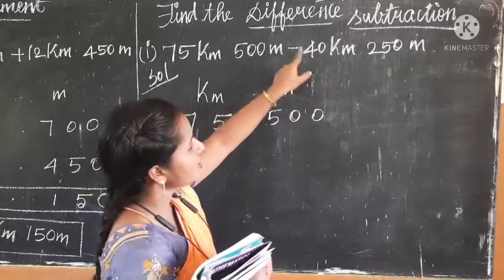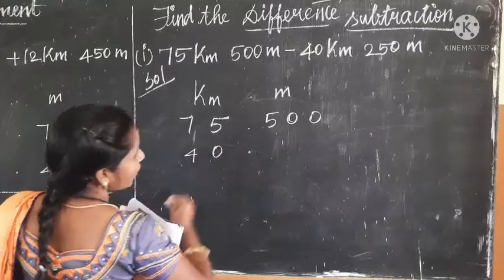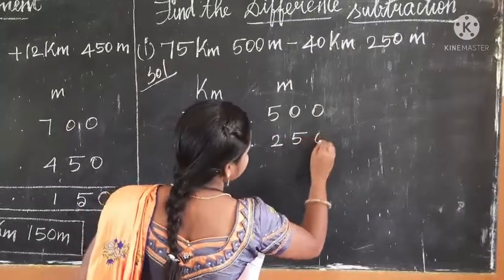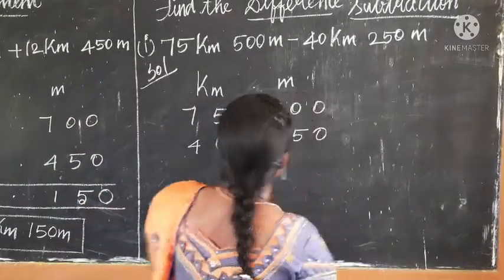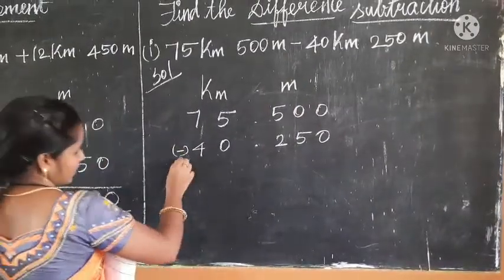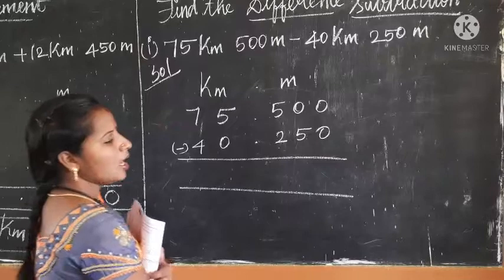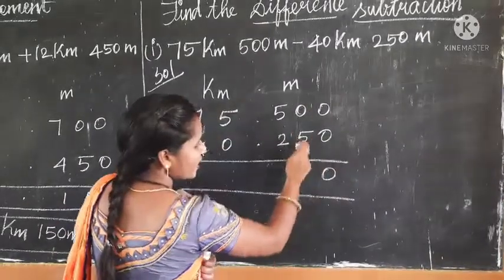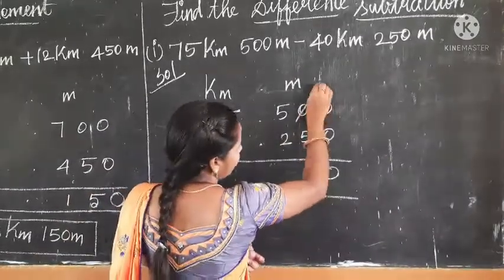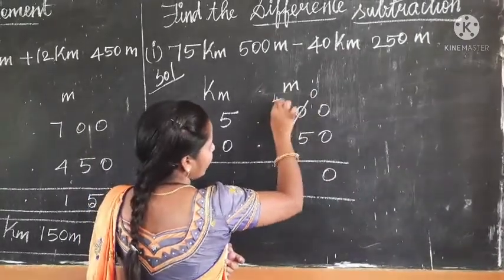Subtraction symbol we are having. Next, 40 kilometer. In kilometer, we have to put 40. Next, 250 meter. We are given 250 meter. What is the symbol here? Subtraction. We have to put the subtraction symbol here. Okay. So 0 minus 0, 0. 0 minus 5 is possible? It's not possible. We have to borrow. Already having 0, we have to borrow here. It becomes 4. So it becomes 10.